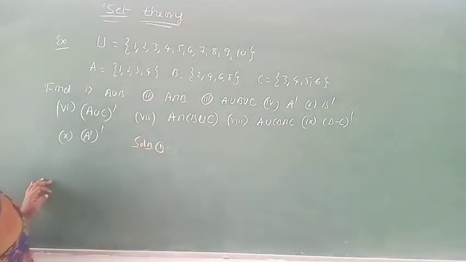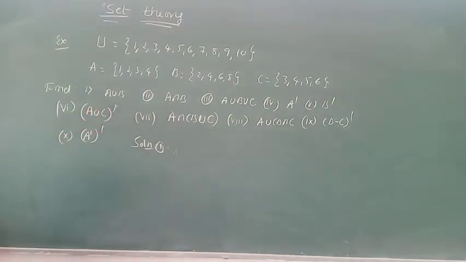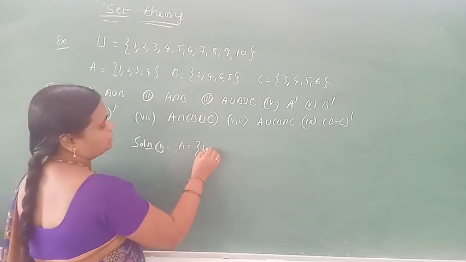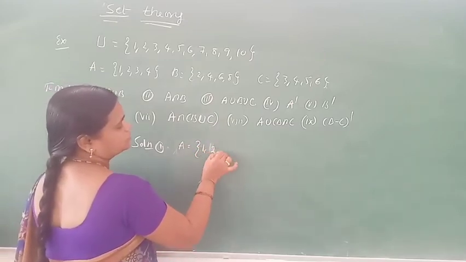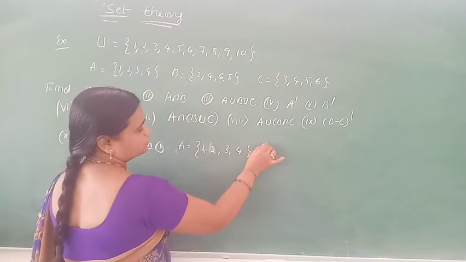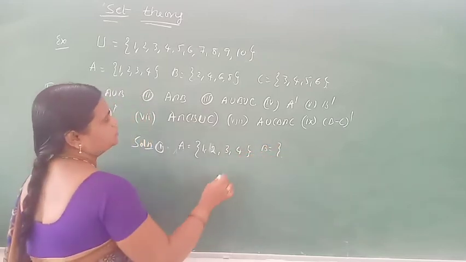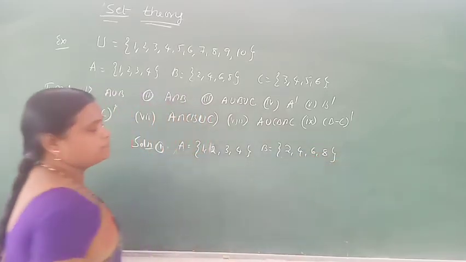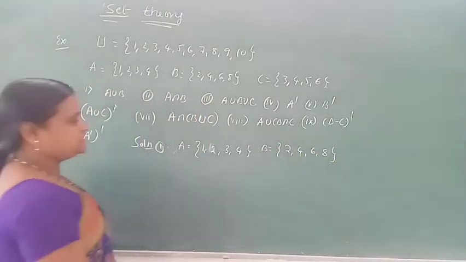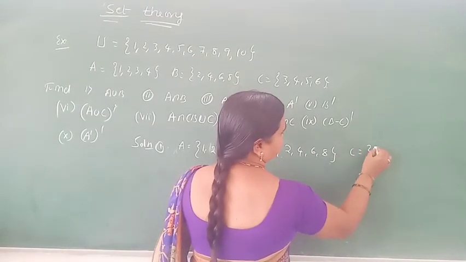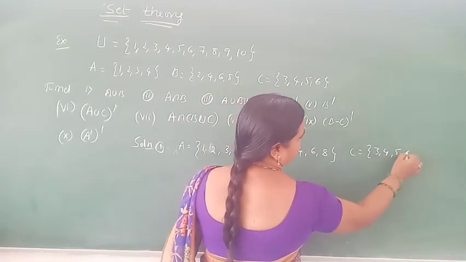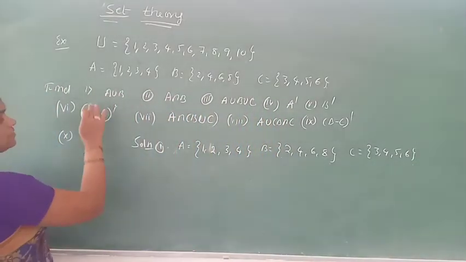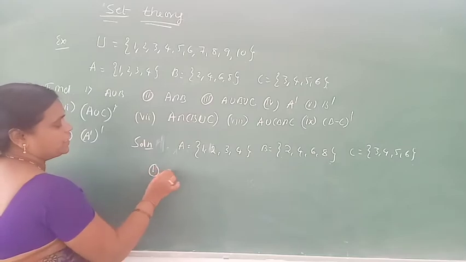First, A union B. The set A is 1, 2, 3, 4. Set B is 2, 4, 6, 8. And set C is given as 3, 4, 5, 6. These are the sets. Okay, first example, A union B.